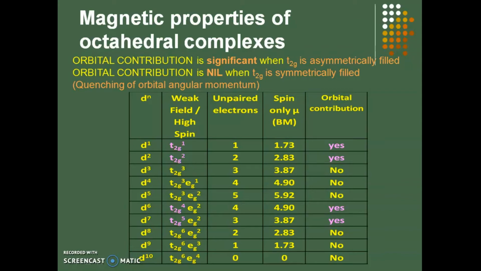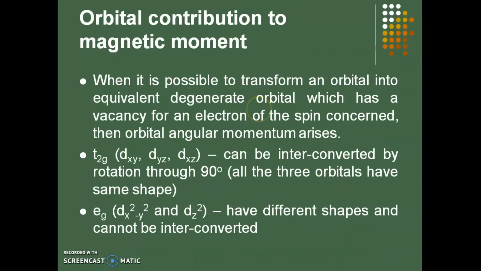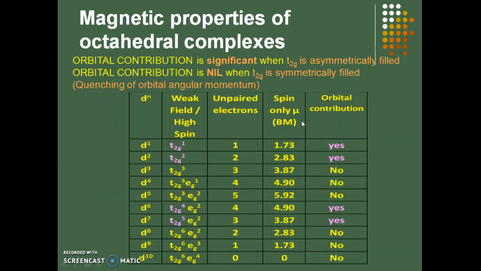Why? Because in the previous slide we have seen that the t2g orbitals can be interconverted only when there is a vacancy for an electron of the spin concerned. This is possible only when it is asymmetrically filled. For example, we will take t2g1. Let me say dxy is occupied, whereas dyz and dxz are vacant. So this can be interconverted to dxz or dyz because those two orbitals are vacant. So there is going to be an orbital contribution when t2g is asymmetrically filled.